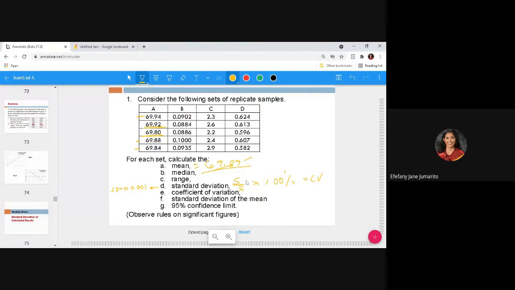Okay, who has the answer? Class, SD or S? So, SD divided by your mean. Who has the answer? 69.89. So, that's it, 1.0 times 100. Who has the answer? Your CV is 0.